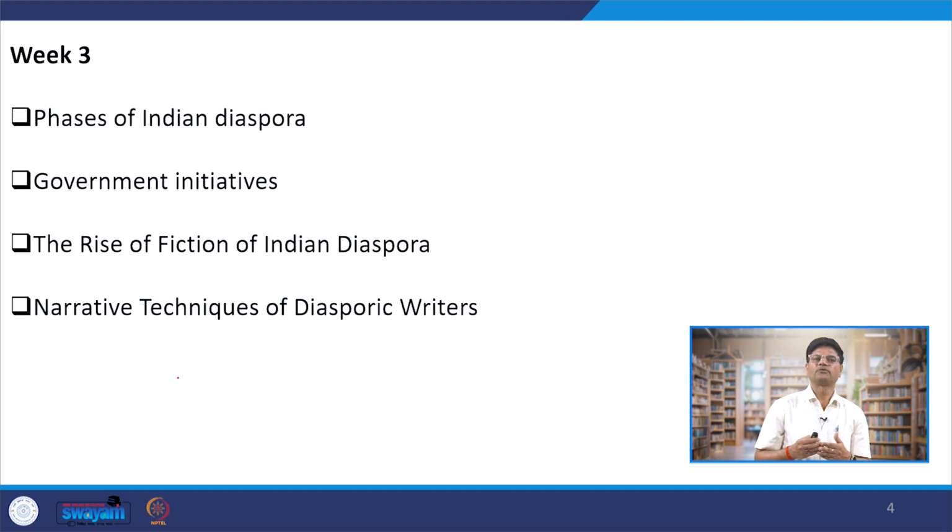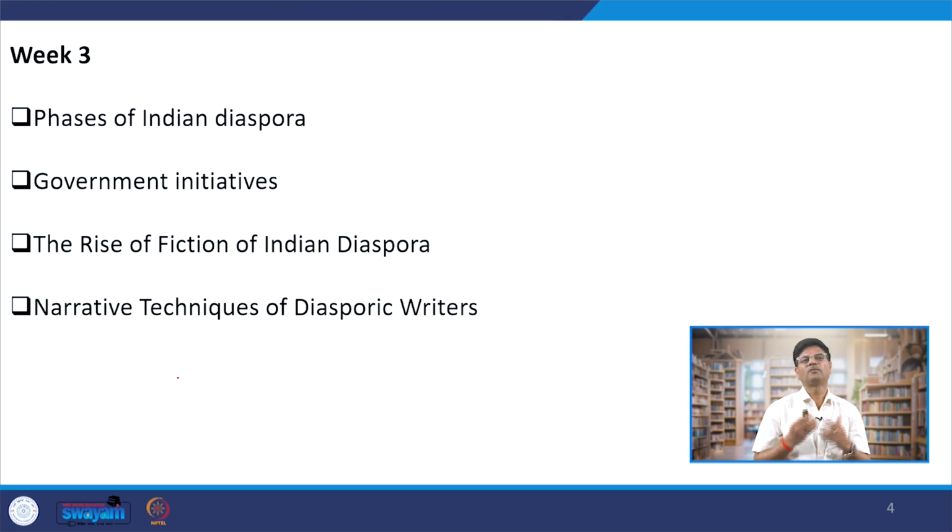And then, of course, we talked about the contemporary or post colonial diaspora, where we find that it is mostly free diaspora, not forced diaspora, where we find a lot of people going to other countries in search of better job opportunities, prosperity, and success. So, we talked about the phases of Indian diaspora.